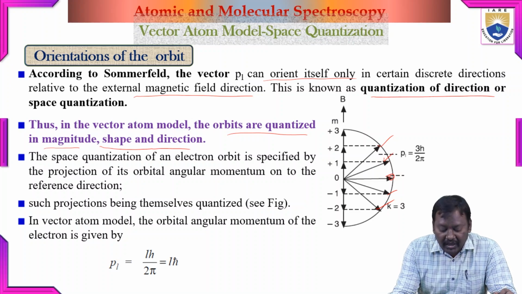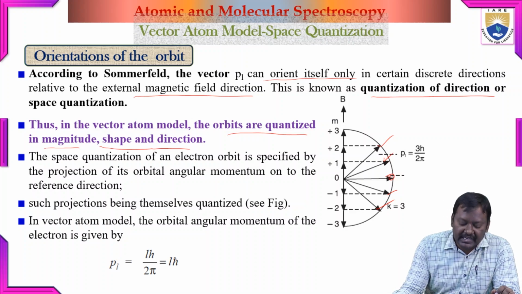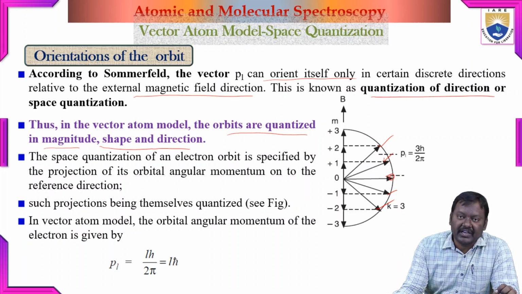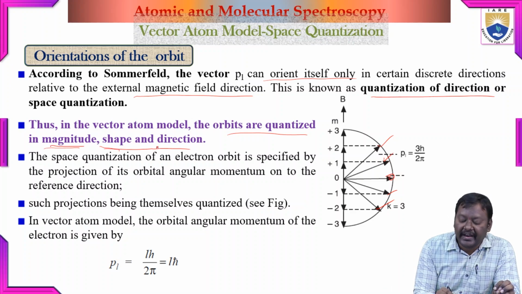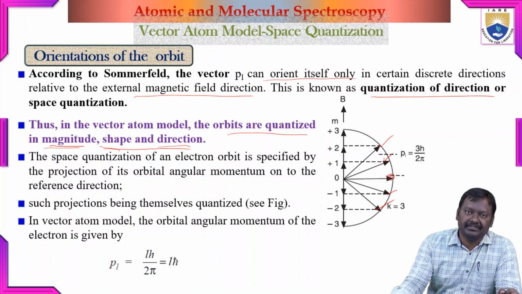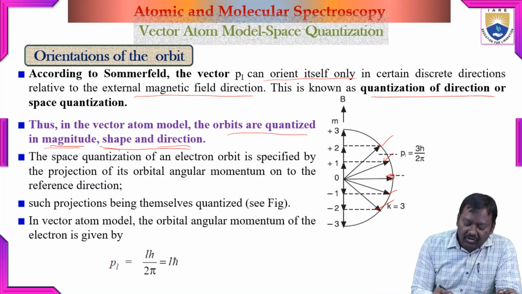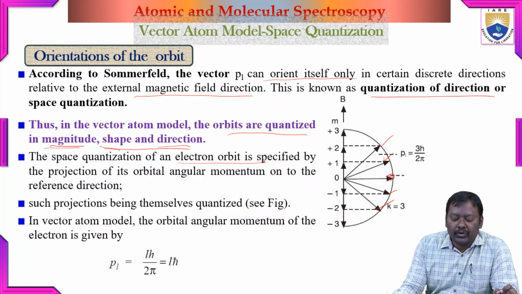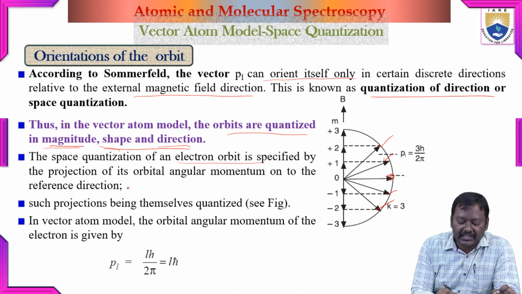But in the case of the vector model, to describe more precisely, we need 3 degrees of freedom, as the atom is a 3-dimensional entity. As per the vector atom model, orbits are quantized in magnitude, shape and also direction of orientation of the orbit. Not only shape; the direction of orientation of the orbit is also required to describe the motion of the electron. The space quantization of the electron orbit is specified by the projection of its orbital angular momentum onto the reference direction.